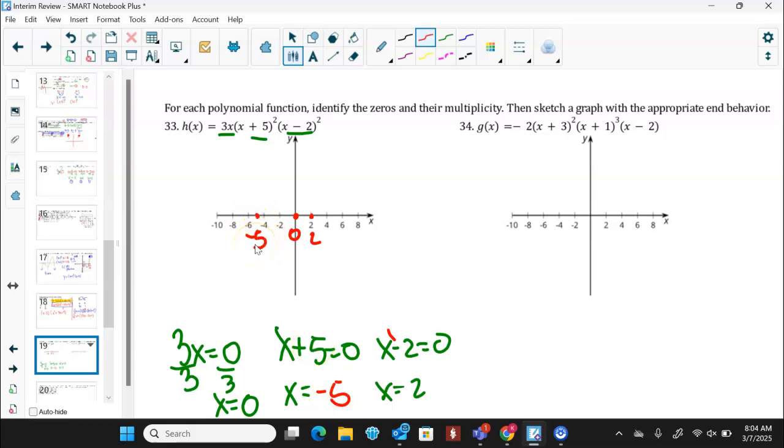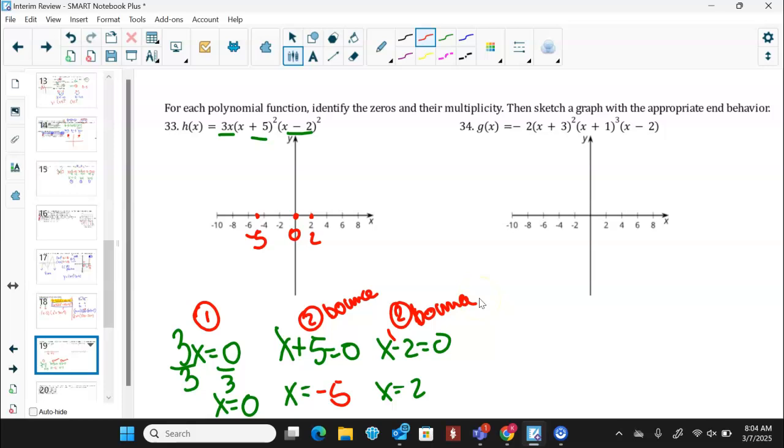All right. Now the multiplicities. The multiplicity for 3x and 0 is just simply 1 because it doesn't have anything like squared or anything. Okay, the multiplicity for x plus 5, it's 2. That means there's a bounce. And the multiplicity for negative 2, it's also 2, which is also a bounce.